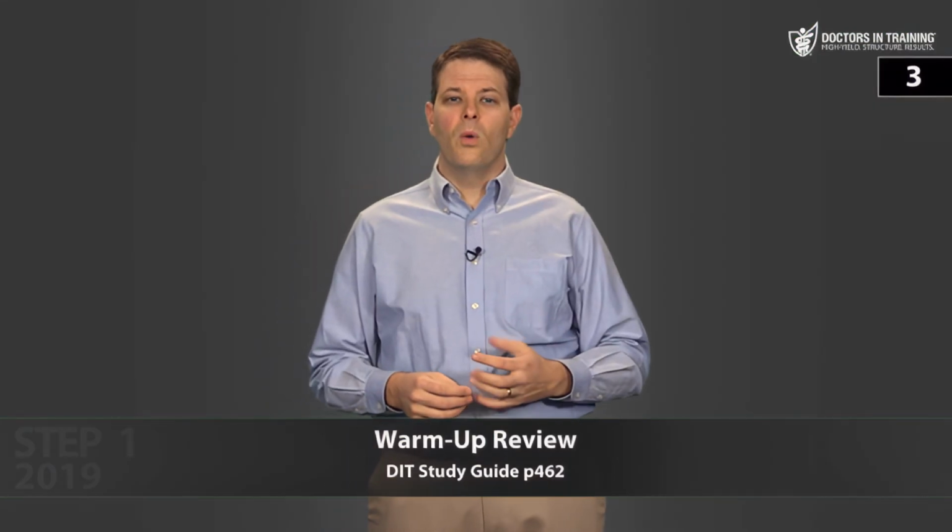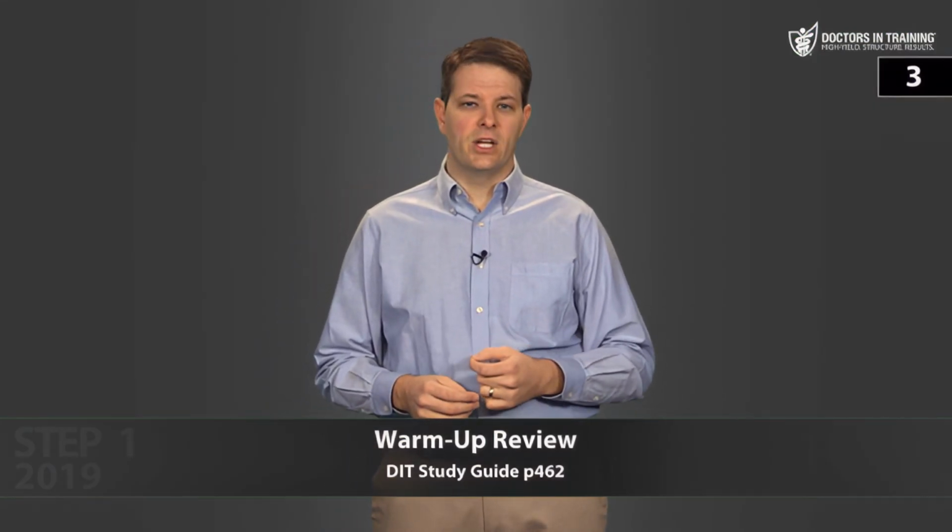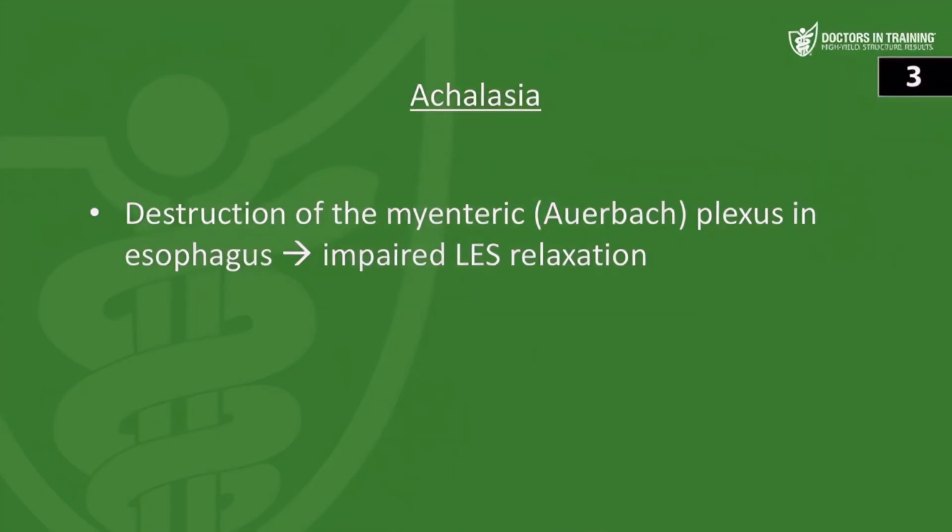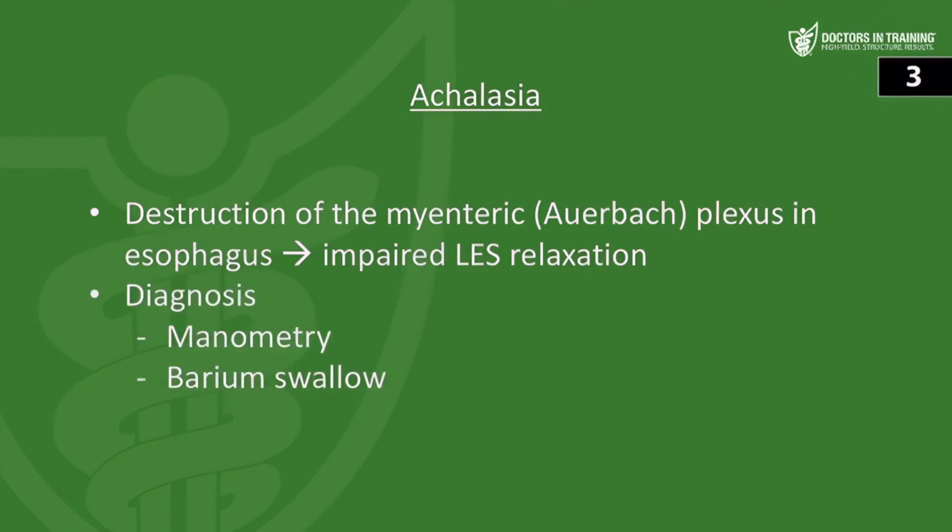And the last question, what is the underlying cause of achalasia, and how's the diagnosis made? So achalasia is caused by destruction of the myenteric plexus or Auerbach's plexus, usually in the esophagus, so that the lower esophageal sphincter is unable to relax. And then achalasia is diagnosed with manometry, where you put a pressure sensing device into the esophagus to measure the esophageal pressures, or on barium swallow, you might see that classic bird's beak sign. So now let's move on to the lecture.